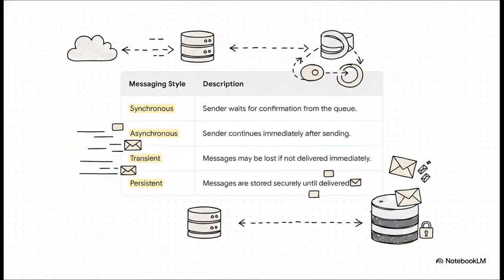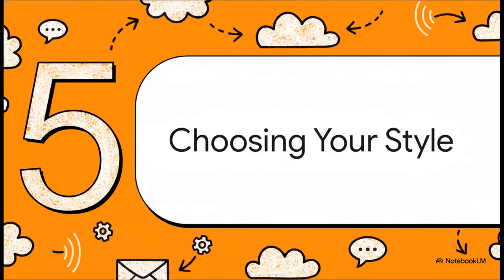And even within this MOM world, you've got choices. Asynchronous messaging is the classic send it and forget it style. But you can also do synchronous messaging, where the sender actually waits for a confirmation that the message made it to the queue. And you also have a choice between transient messages, which are super fast but might get lost if something goes wrong, and persistent messages, which the middleware safely stores on a disk to guarantee they will never, ever disappear.